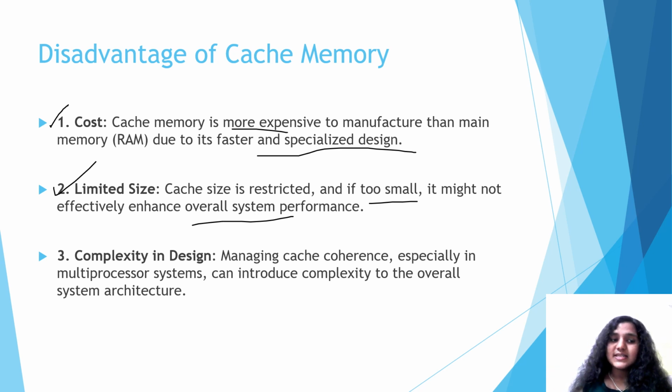This is another disadvantage. The complexity in design: managing cache coherence, especially in multi-processor systems, can introduce complexity to the overall system architecture. So the complexity is much higher in cache memories. The other disadvantage is that it is a temporary memory. We cannot use it for the storage of data permanently. So that is another disadvantage of the cache memory.